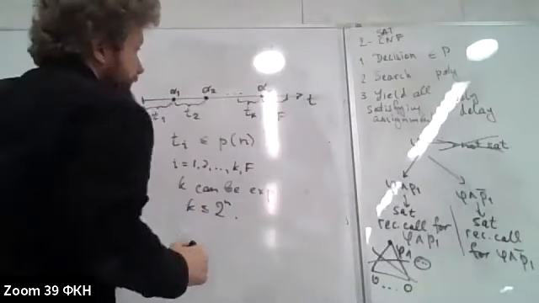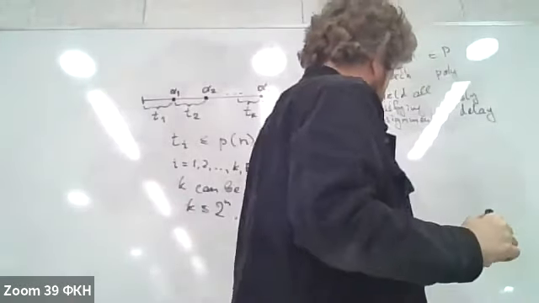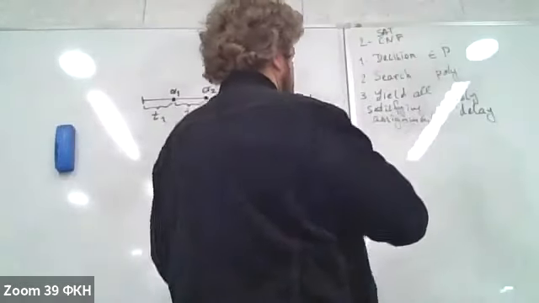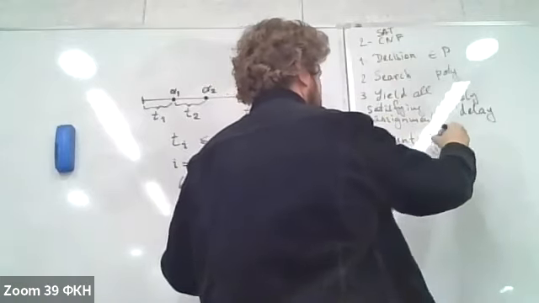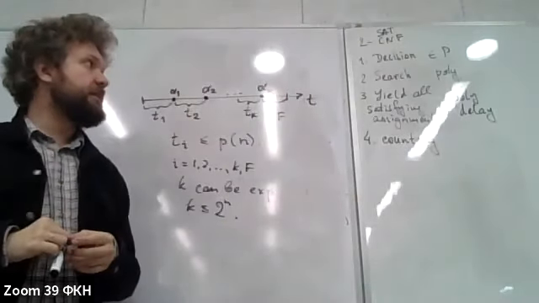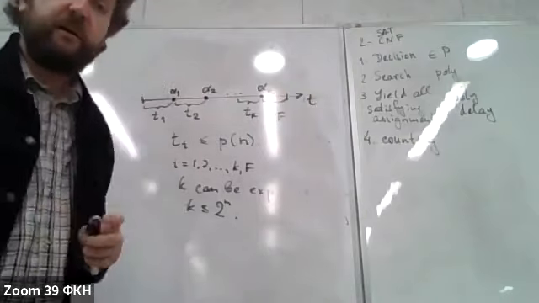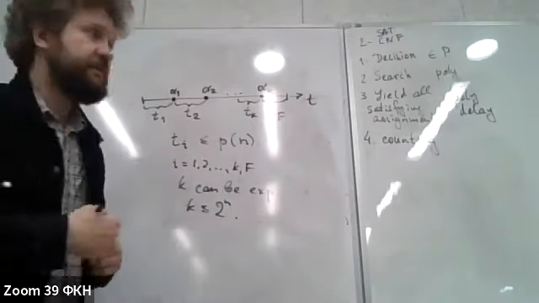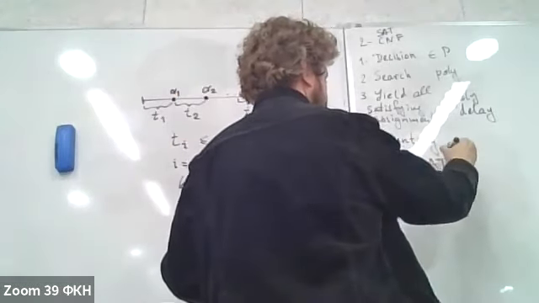And finally, 4. So 4 is counting. How many assignments are there in the satisfying set? So for a given 2-SAT, how many assignments are satisfying? And this is called sharp 2-SAT, counting 2-SAT.